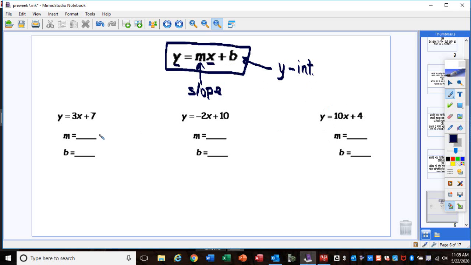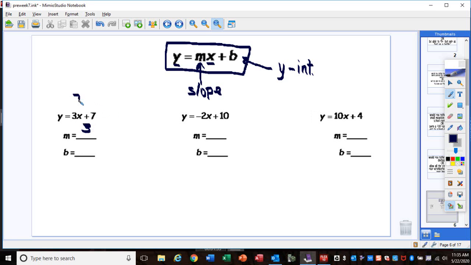Okay, so let's just review identifying it real quick. So here, this is in slope-intercept form. You have y equals mx plus b, so the m is 3. Remember, the slope is always in front of the x term. The b is usually after the x term, although the b can come first.